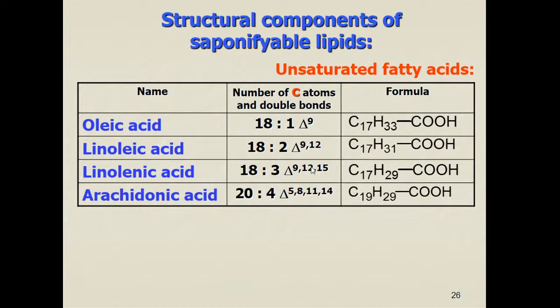And the last but not least, it's arachidonic acid. There are 20 carbons in a chain, 4 double bonds, and as you see, these are their positions. All these acids are essential. Linoleic and linolenic acids are essential in such a way that we can sometimes accept them as a type of vitamin. They must be present in the diet.